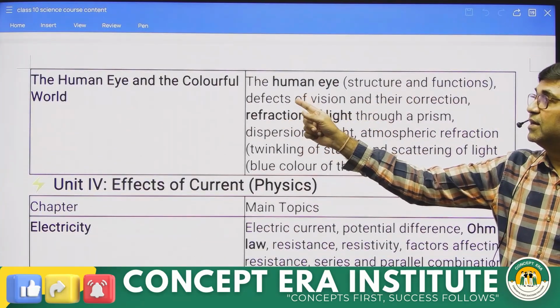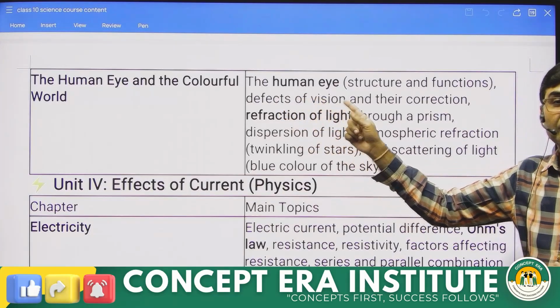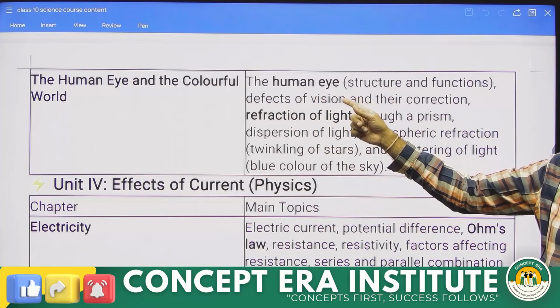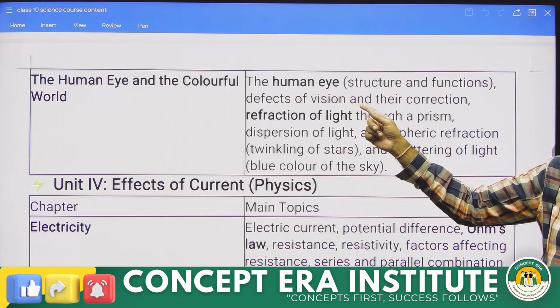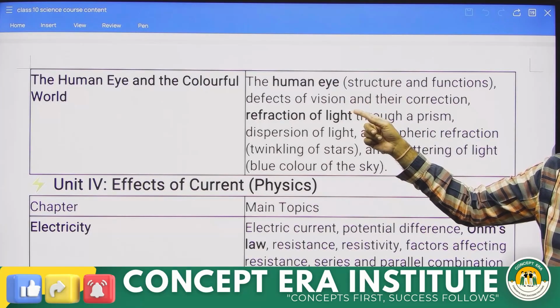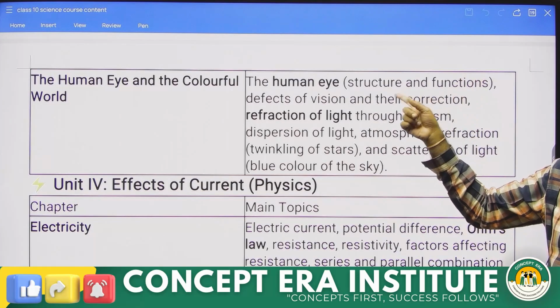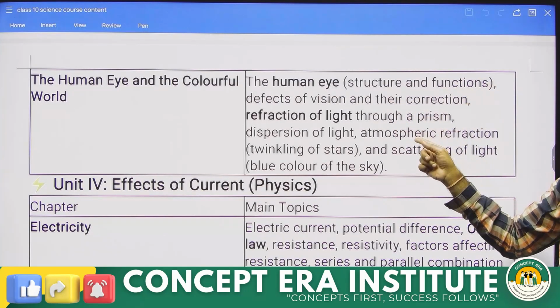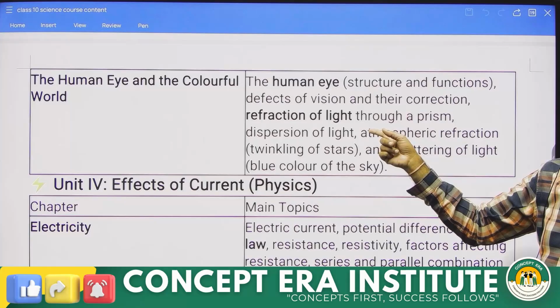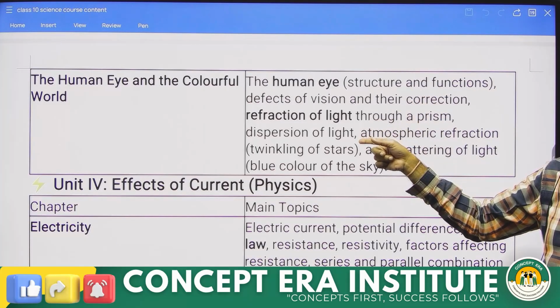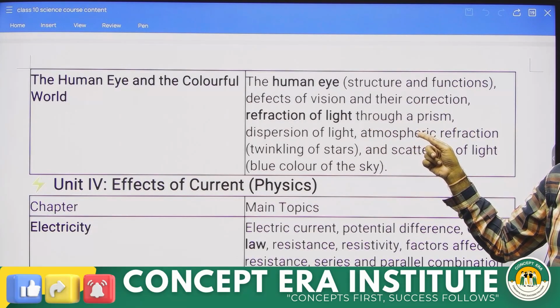Another, human eye and the colorful world. In this, you will be told about the structure and functions of various parts of the eye, the defects of the eye, that is hypermetropia, myopia, and presbyopia, and their corrections, including some effects of the atmosphere, that is twinkling of stars and formation of rainbow.